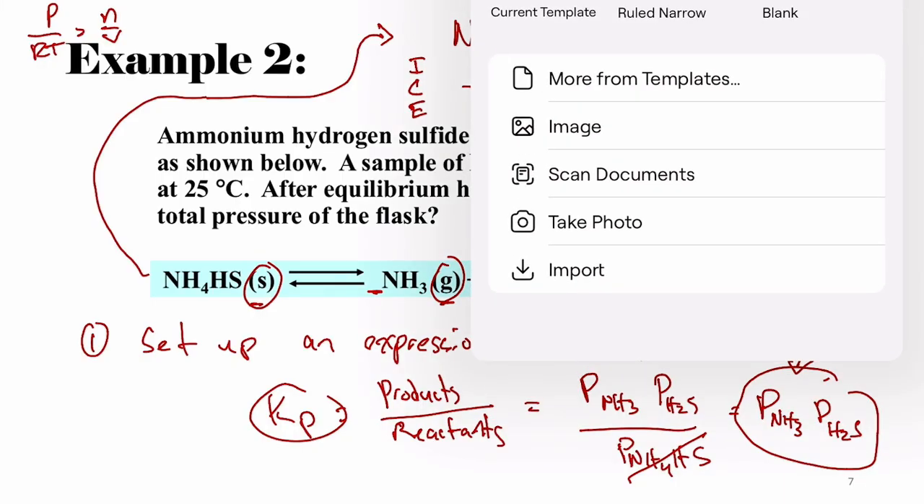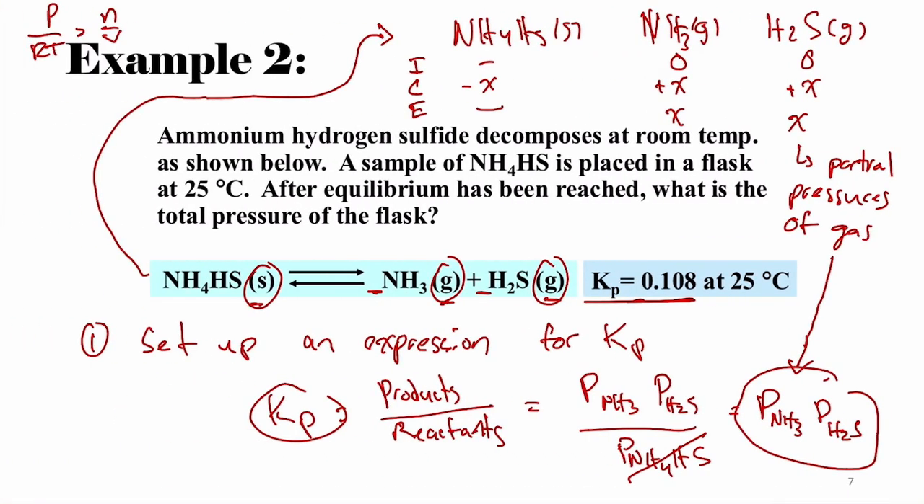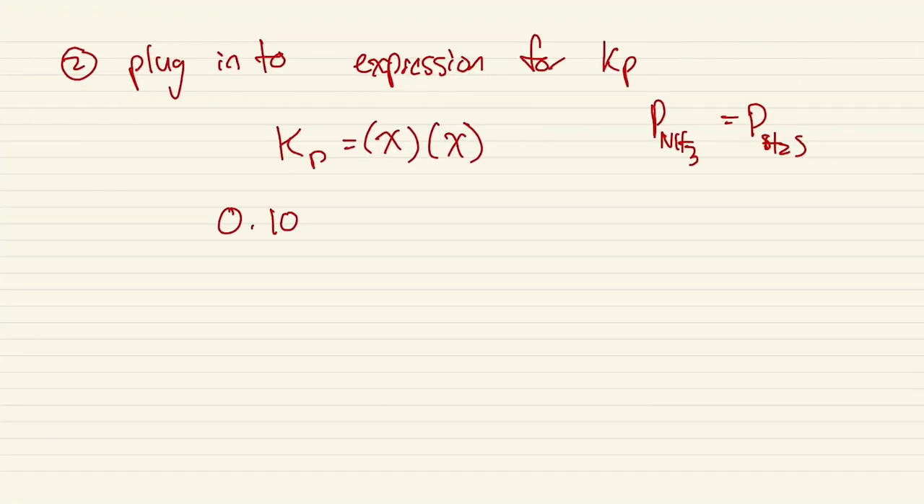And so I'm going to go to the next slide. So then we plug into the expression for Kp, right? So we can plug in the X values if we want. So we get X times X because they're equal to each other. This is the same thing as saying the partial pressure of ammonia gas is equal to the partial pressure of hydrogen sulfide. This is equal to 0.108 is equal to X squared.